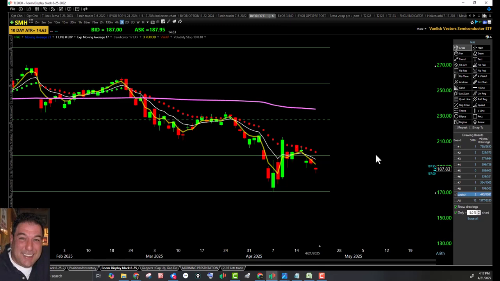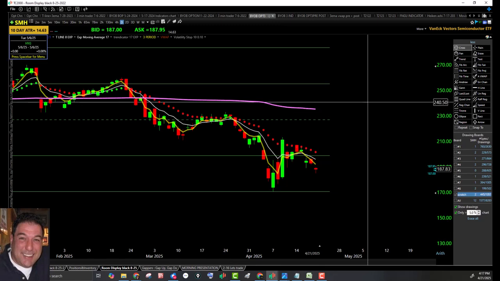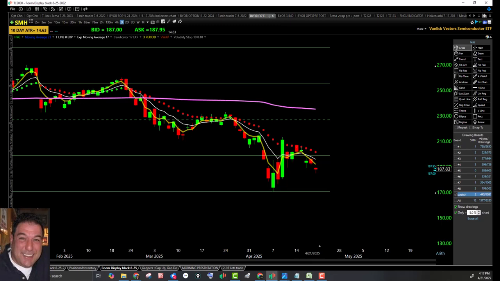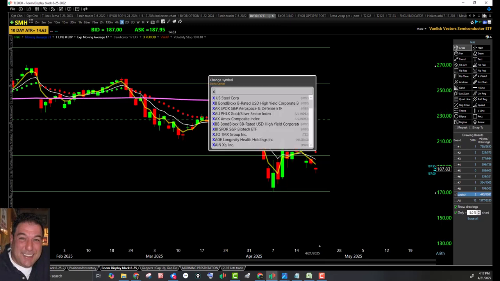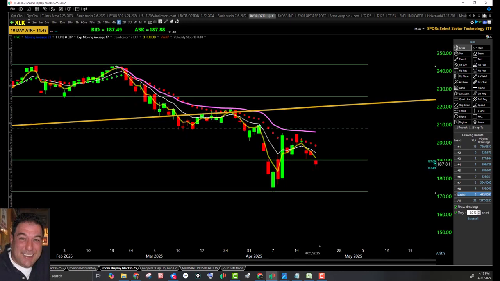All right, that's a downtrend, and we're in quadrant 1, bearish, underneath that all-time high anchored VWAP, that's the pink line. All right, let's go look at the big brother. That's the XLK, technology, the big brother to the SMH.